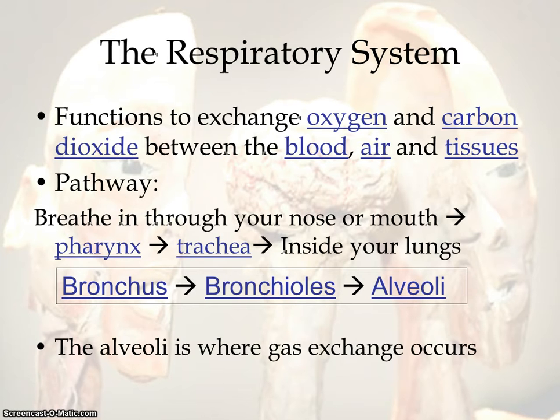Now the alveoli is the stopping point of oxygen. Once we breathe in and it passes through all these stages, it eventually makes it to these little air-filled sacs, these alveoli, and that's where oxygen is going to enter the bloodstream and carbon dioxide is going to exit the bloodstream. And then when we exhale, the carbon dioxide goes from the alveoli backwards all the way out through the nose or mouth.